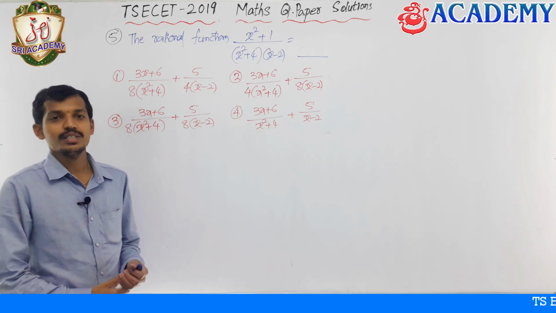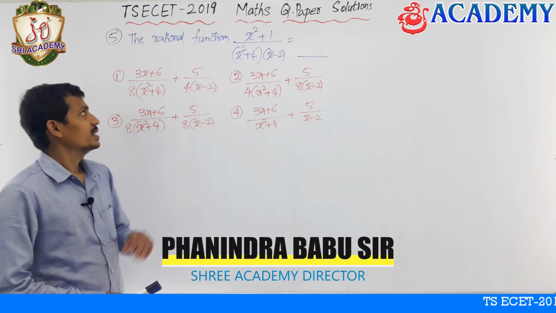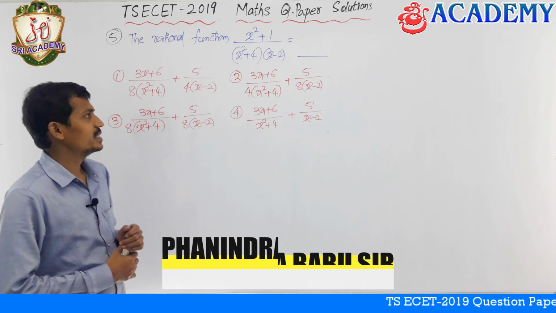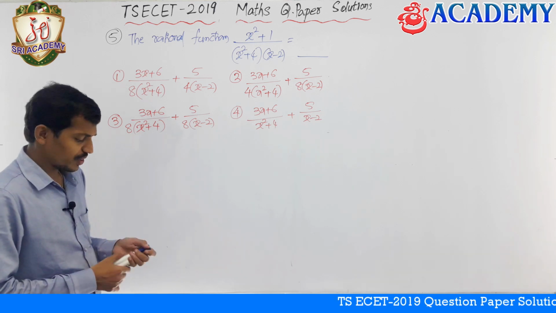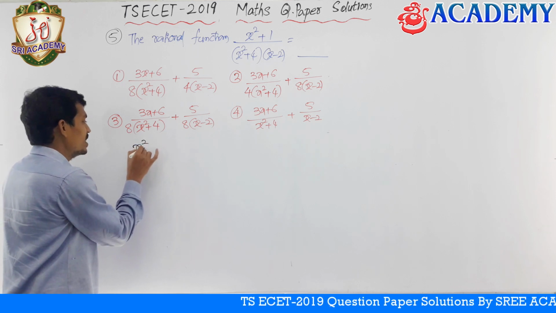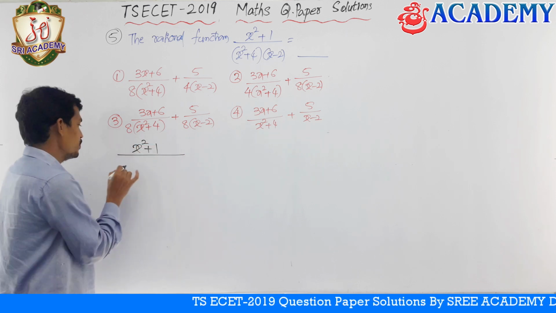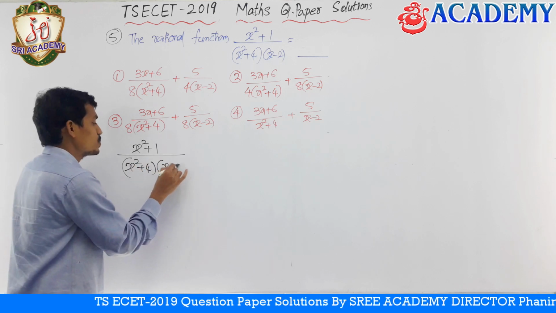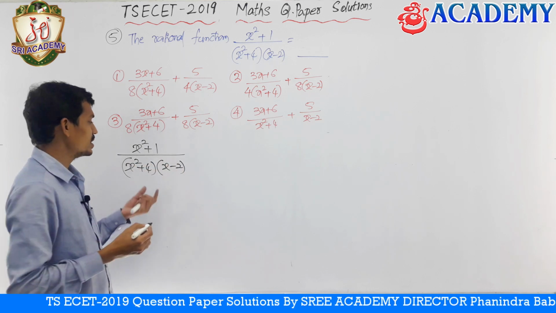This is a partial fraction problem. A rational function is given and the corresponding answer is asked. If you write the partial fractions, first, what is the rational function? This is (x square plus 1) divided by (x square plus 4) into (x minus 2). This is our rational function.